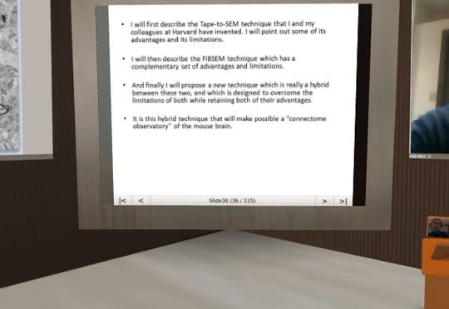I'll first describe the tape-to-SEM technique that I and my colleagues at Harvard University have invented. I will point out some of its advantages, and some of its limitations as well. I will then describe the FIB-SEM technique, which has a complementary set of advantages and limitations. And finally, I will propose a new technique which is really a hybrid between these two, designed to overcome the limitations of both while retaining both of their advantages. It's a hybrid that can make possible a Connectome Observatory of the mouse brain.